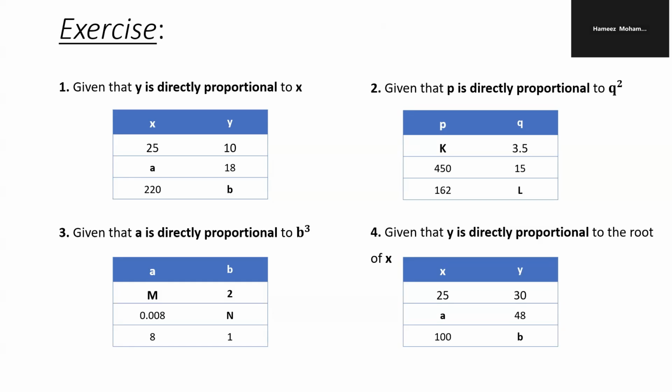Or if you want to use another constant as M or B, because K is in the question, that's okay. In number 3, A is directly proportional to B cubed, so A is equal to some constant times B cubed, and solve. And finally, Y is directly proportional to the root of X. So Y is equal to some constant times square root X. And we can solve.